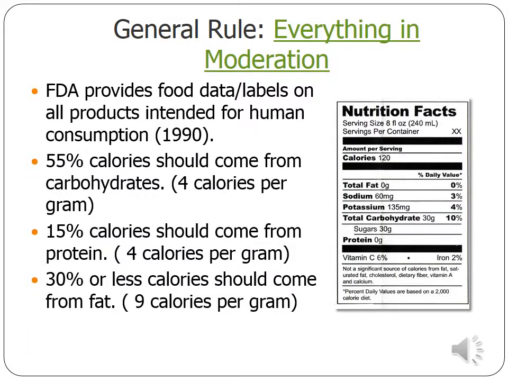Before we get too far into the chemistry, let's talk about nutrition. The general rule is everything in moderation. Make sure you click on that link to watch the video. The FDA, which is the U.S. Food and Drug Administration, provides food data or labels on all products intended for human consumption, and that's only been going on since 1990. 55% of calories should come from carbohydrates, 15% from protein, and 30% or less from fat. Do you know how to read nutrition labels?